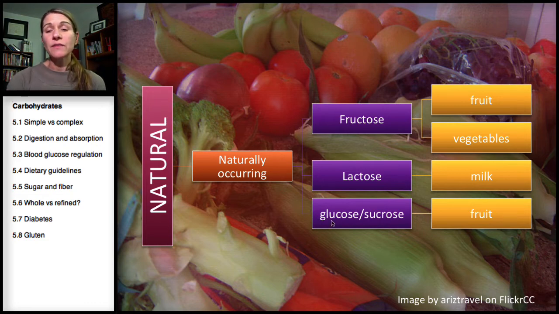And then we do have some glucose and sucrose. Remember, sucrose is like table sugar. These also occur in fruit, just to a smaller extent. So this is very different. When you are consuming these products, you are also getting other nutrients along with them.